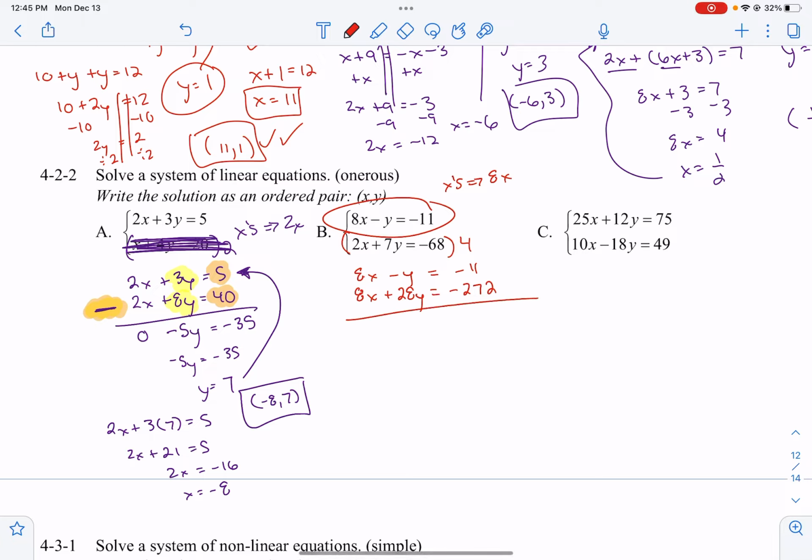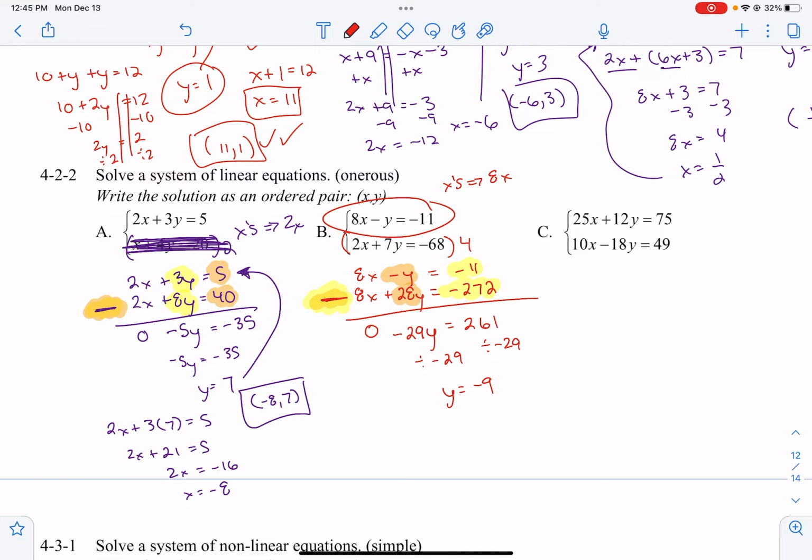So my x's match. So let's go ahead and minus everything. 8x minus 8x is 0. Negative y minus 28y's is going to be negative 29y. And then I've got negative 11 minus negative 272. That's actually negative 11 plus 272. So that's going to be what? 261. So negative 29y equals 261. When I divide by negative 29, I get y equals negative 9.